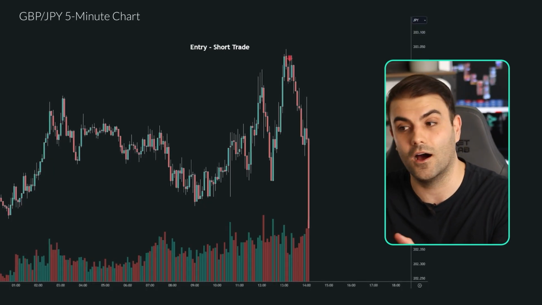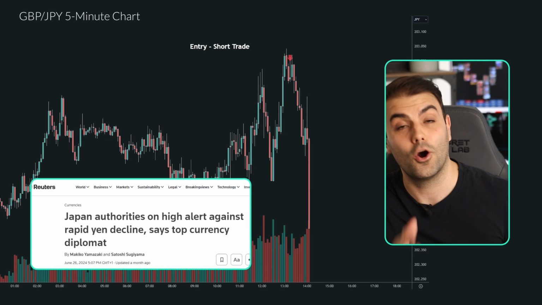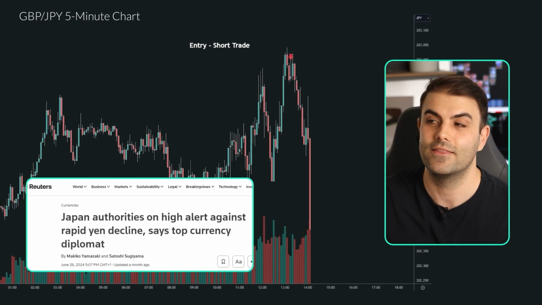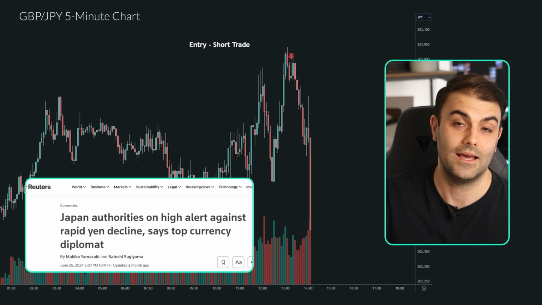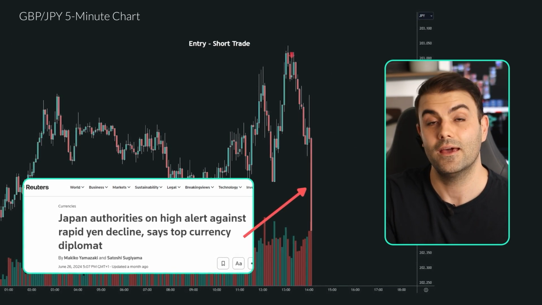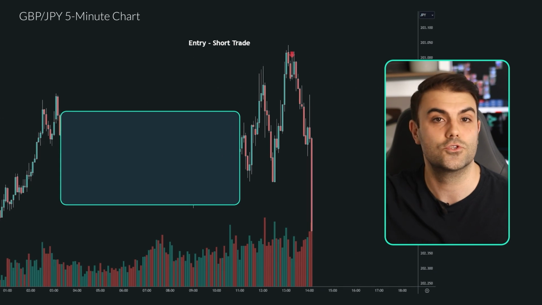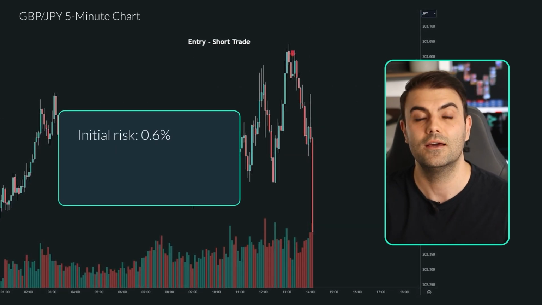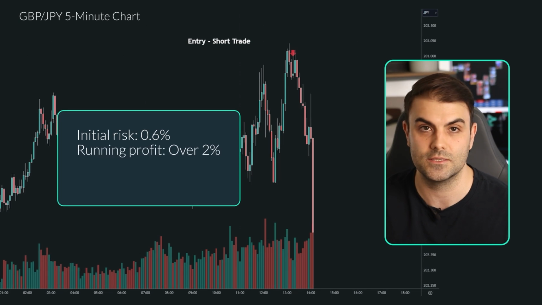So in this situation, I decided to split the trade and take both a defensive and offensive approach at the same time. And what happened next, after I entered the trade, a comment came out from a key policymaker suggesting once again that they were considering intervention. And so pound yen dropped rapidly to my first key level. At that point, after risking just 0.6% on the trade initially, that was the total amount at risk, I was already up over 2% in profit.